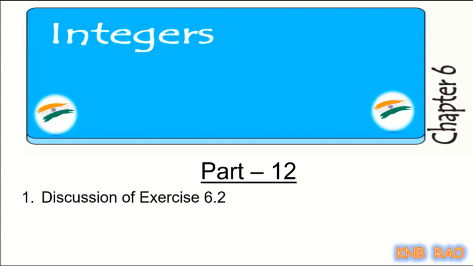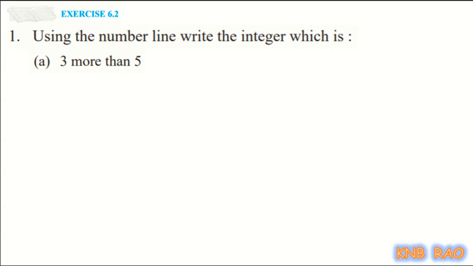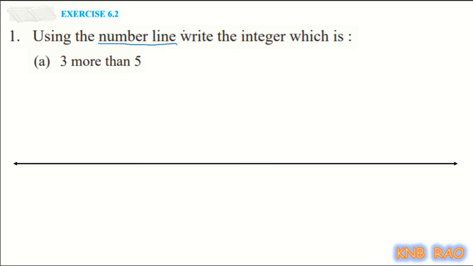Coming to exercise 6.2, the first question is: using number line, write the integer which is 3 more than 5. So, we are asked to do it using a number line. Let us first draw a number line. We have drawn a straight line and marked points on it, and on this number line we are asked to find 3 more than 5.